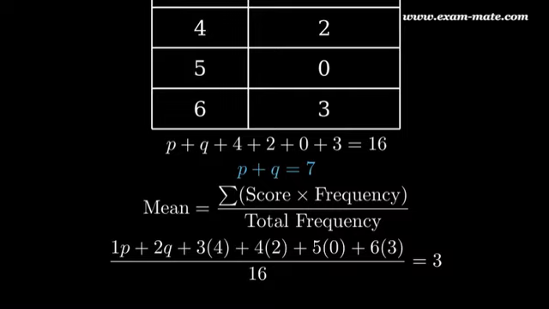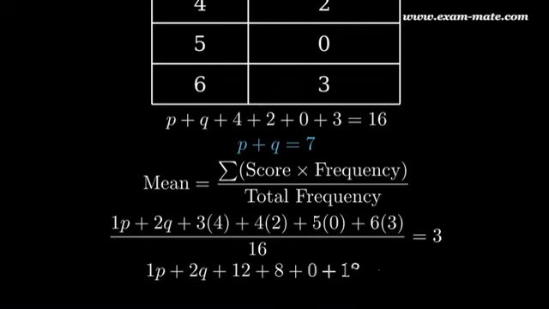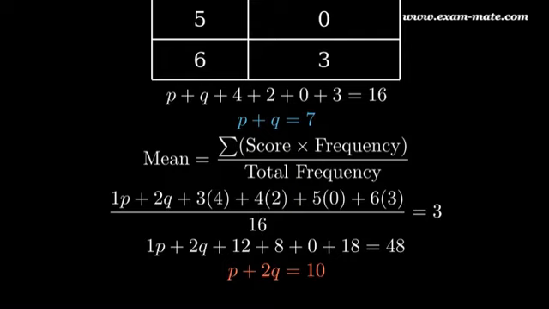Let's simplify this equation. Multiply both sides by 16 and simplify the right side. We get p plus 2q plus 12 plus 8 plus 0 plus 18 equals 48. Further simplifying, p plus 2q equals 10. This is our second equation.